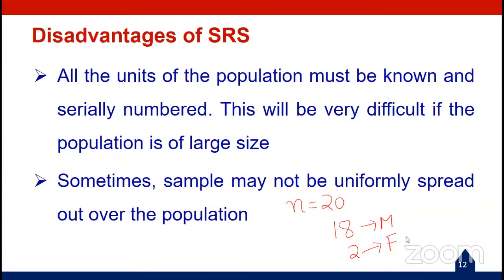As everything depends on chance, we can't ensure that we get 10 males and 10 females. This is just one example I am saying. So there is a possibility that there might be an underrepresentation of any particular subpopulation. That's what we can say. So these are the limitations of simple random sampling.